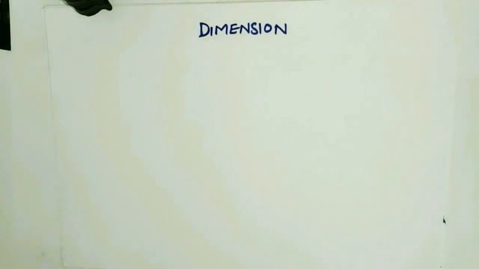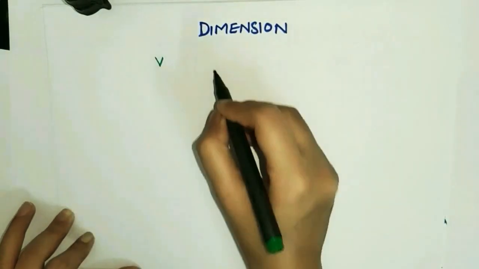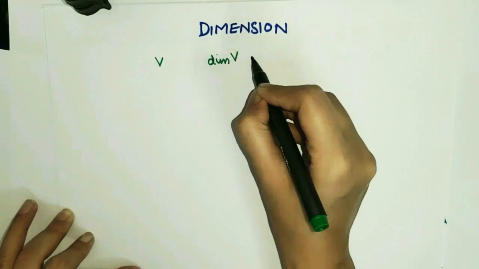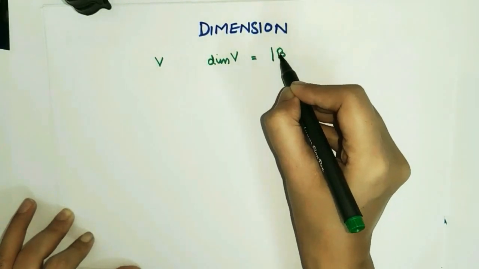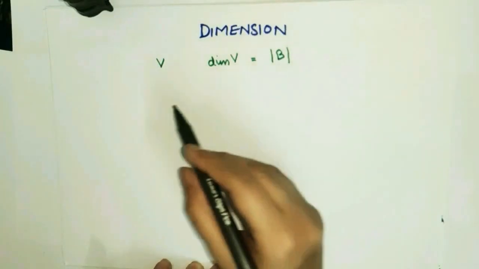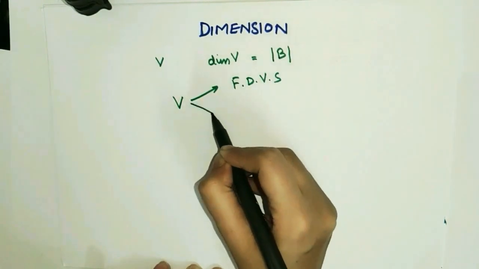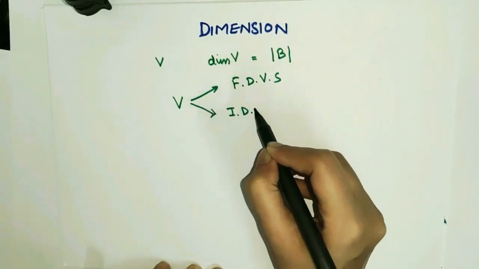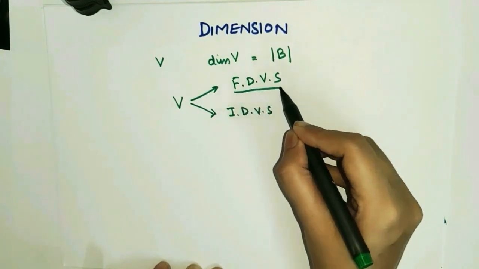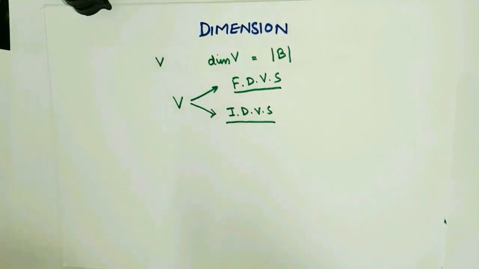Coming on to dimension now. Now that we know that the number of elements in each of the bases is the same, that is what my dimension is. If I have a vector space V, then the dimension of V is nothing but the cardinality of the bases. So if my basis has n elements, then the dimension of V would be n. Accordingly, I have two types of vector spaces. One is finite dimensional vector space and the other is infinite dimensional vector space. A finite dimensional vector space has a finite basis and an infinite dimensional vector space has an infinite basis.